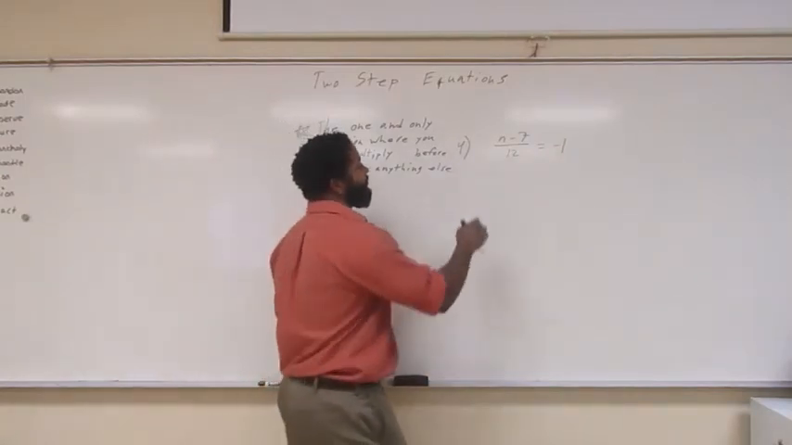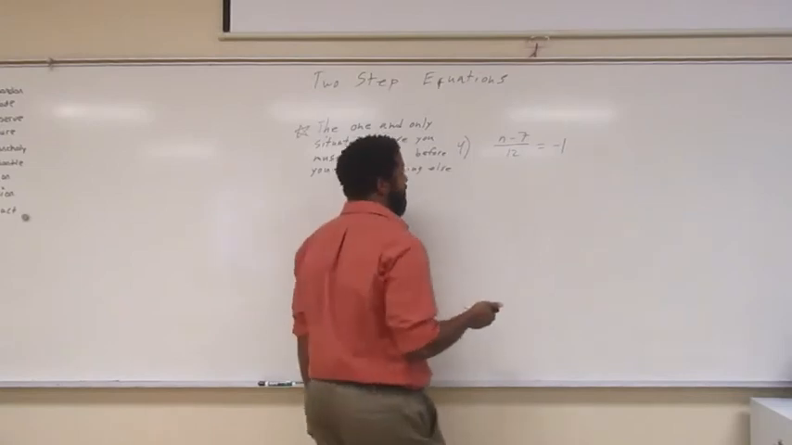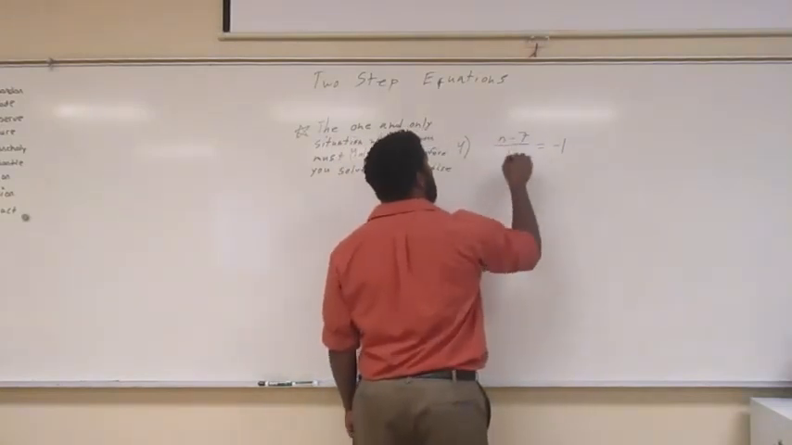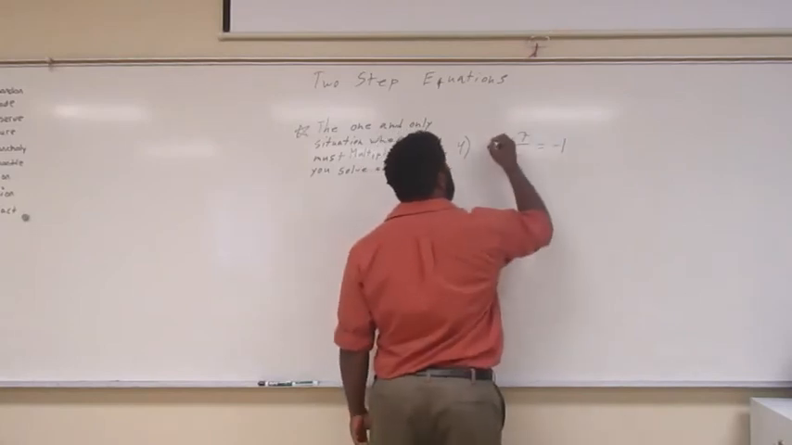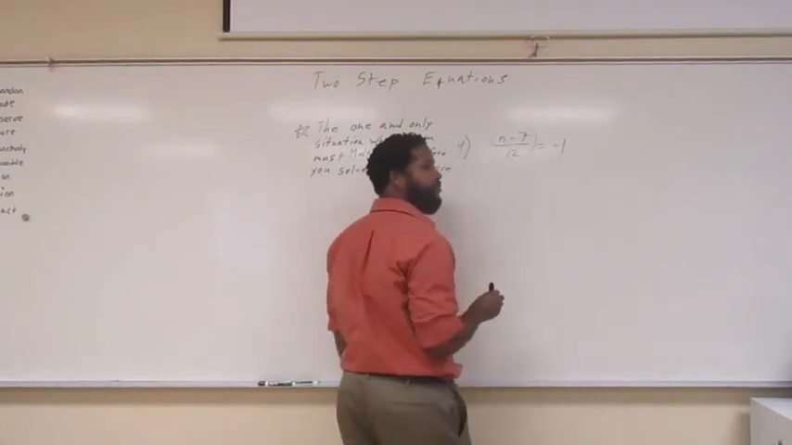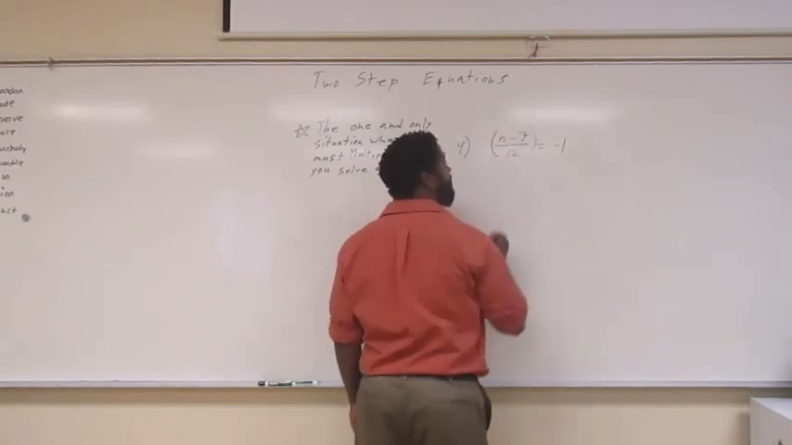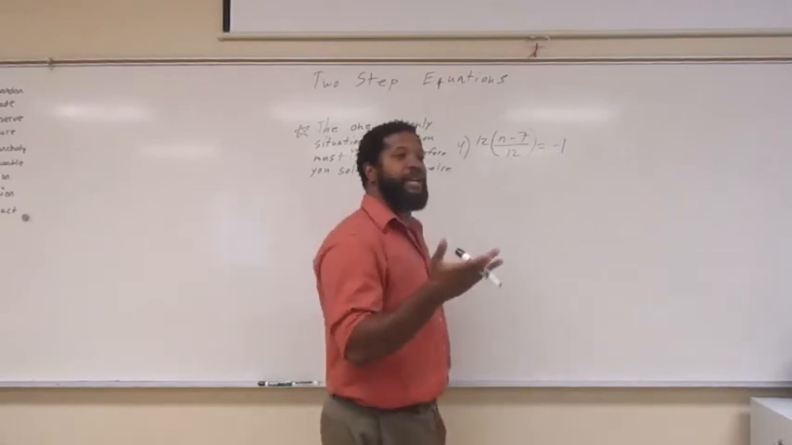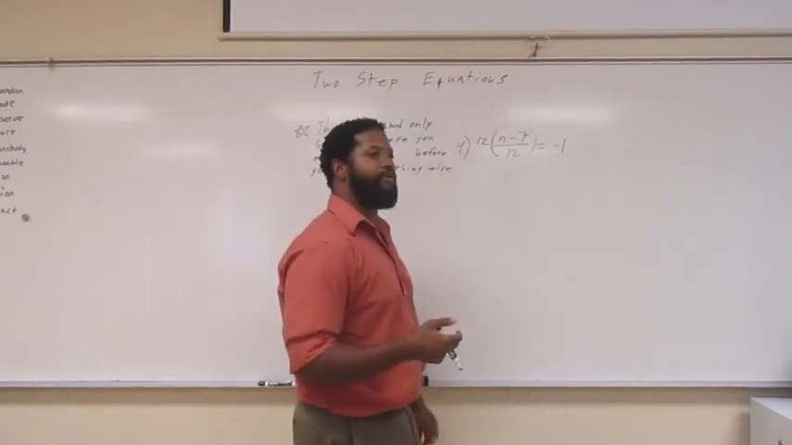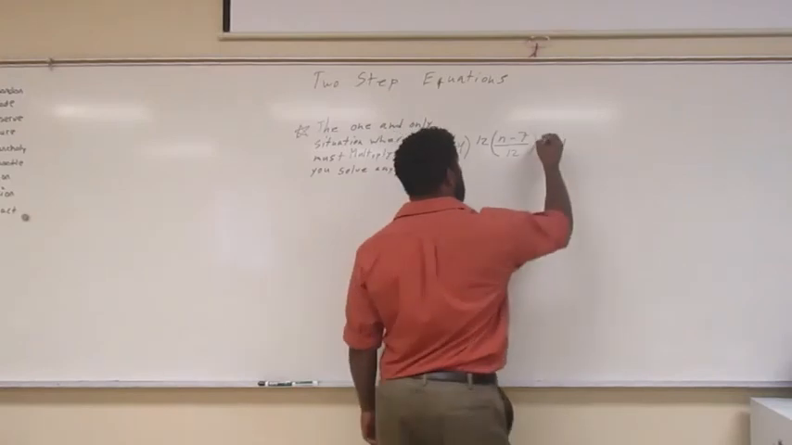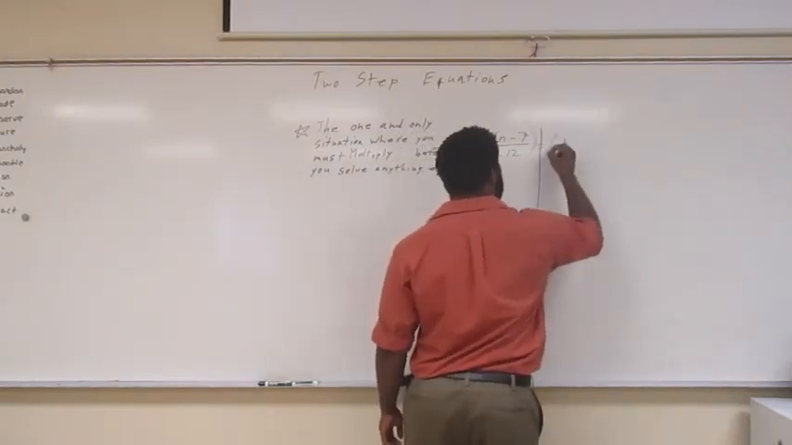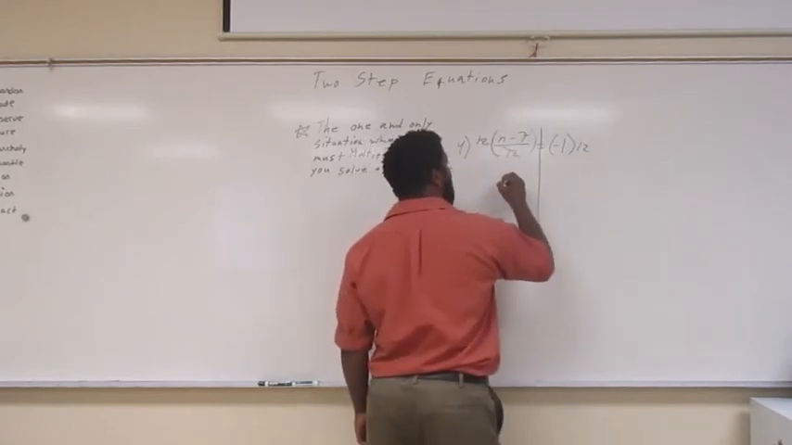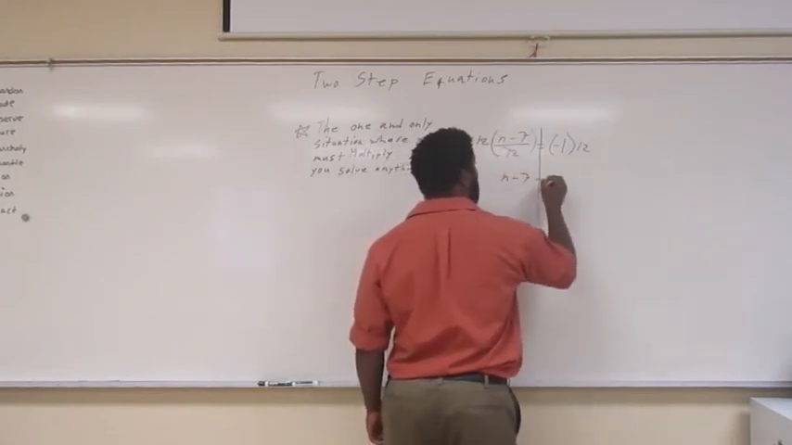So, we must multiply first. That's why Campos, in order to get this n minus 7 by itself, what do you think we must multiply? 12. Good job. You always multiply your denominator, right? So we multiply the 12. What we do on one side, we must do on the other. The 12s cancel out, bringing down the n minus 7 that equals negative 12.